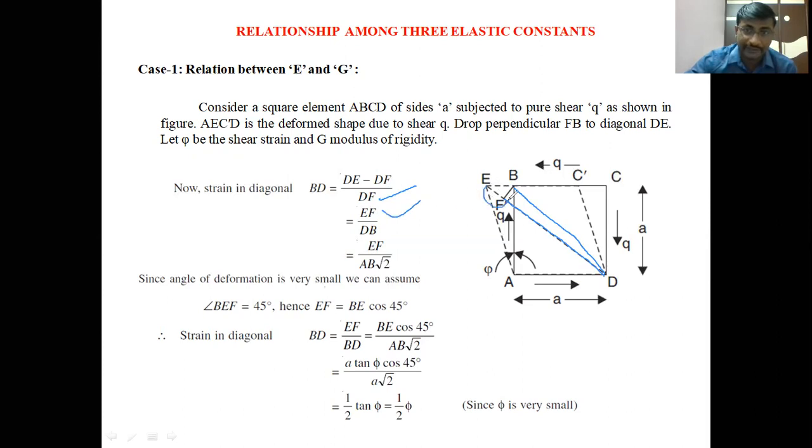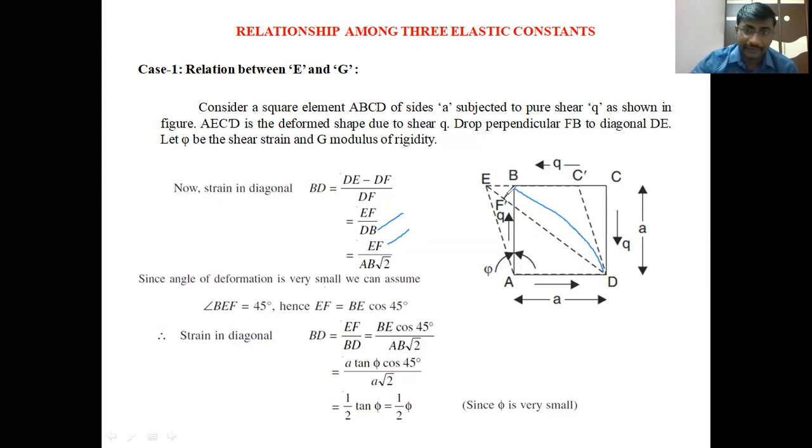This much of length is increasing by the load applied on the surfaces, divided by the initial length DB. So change in length by original length of the diagonal is the strain in the diagonal BD. Clear? So EF, what is the EF? EF as it is in the numerator, and in the denominator DB is there. DB, what is the DB? DB is the initial length, that is the actual diagonal of the element.